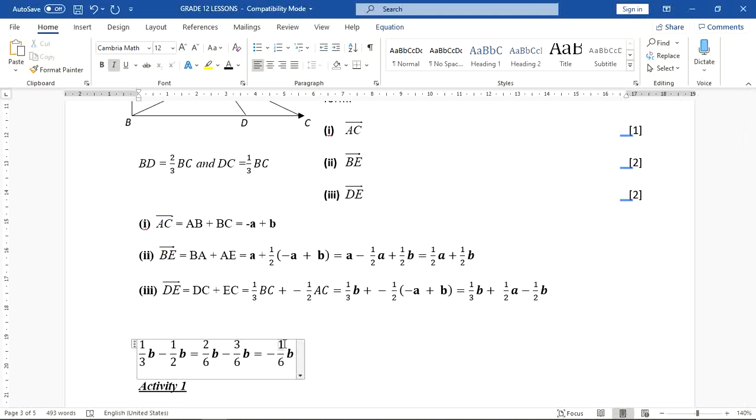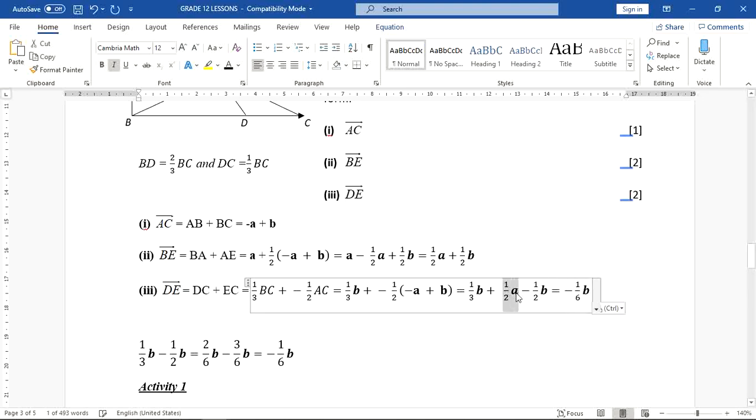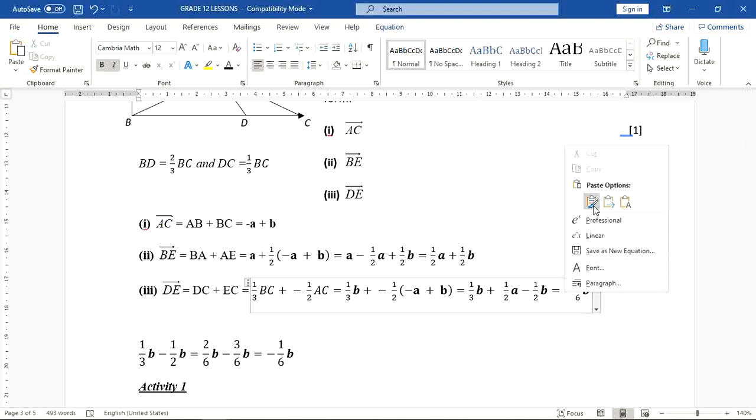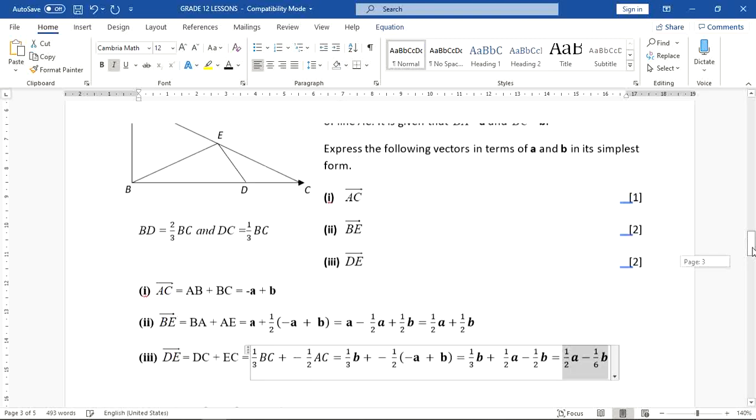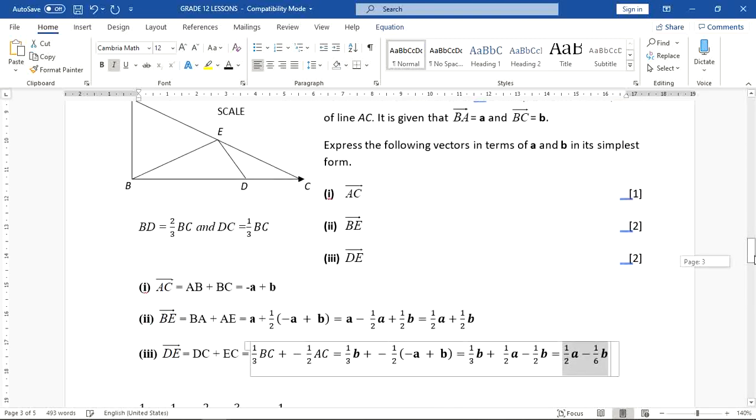All right. Okay, so what I need to do now, I can now copy this and then I bring it here, equal to that. Then I get a half, copy, and paste. So this is the final answer. Half an A minus a sixth of a B. So that is moving from D to E.